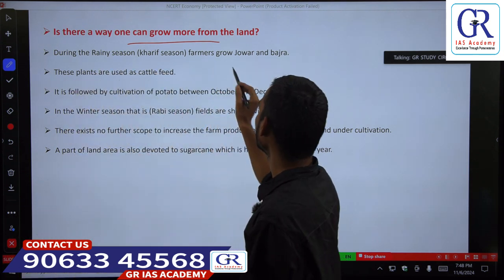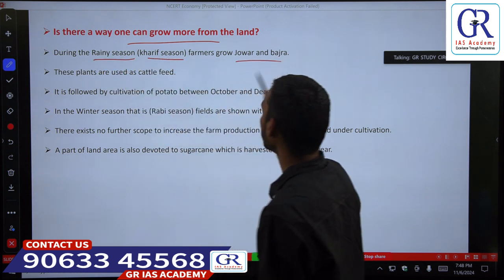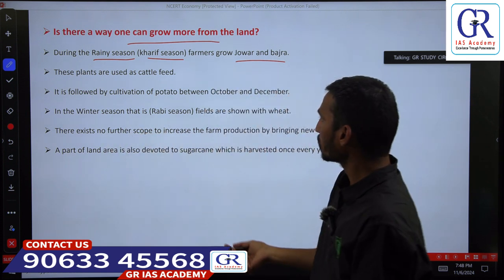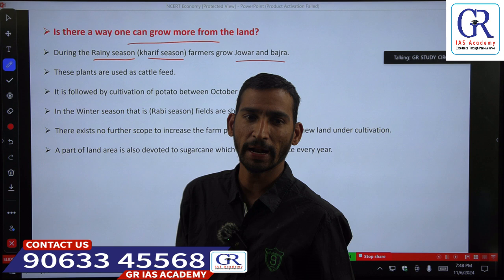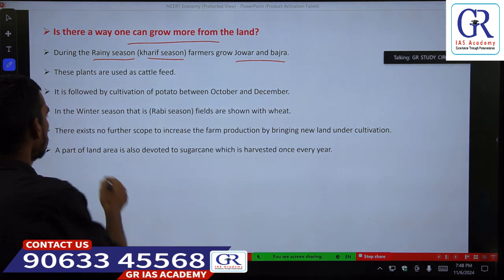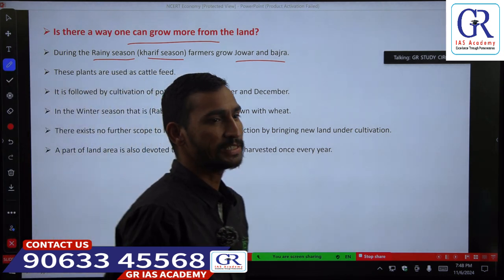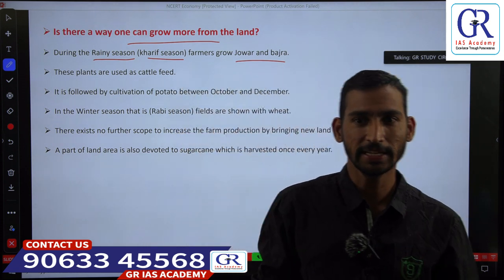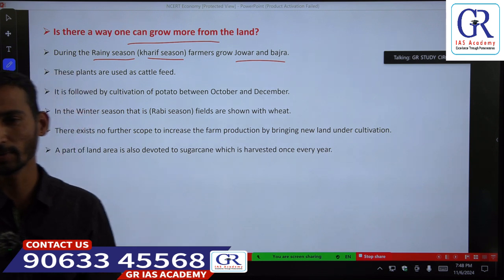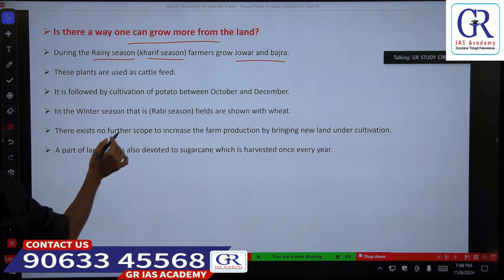You can see here, in the rainy season, that is the Kharif season, we are growing different crops. In the Rabi season, we are growing different crops, and whatever leftover plant wastage remains from the crops we have grown, we use as cattle fodder. That is what we have done. And in yesterday's class we discussed whether there is any other way to grow crops to generate more income from the same stipulated land. So I raised the question for you.